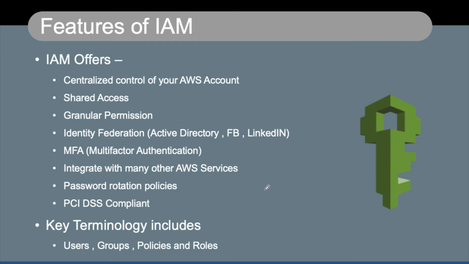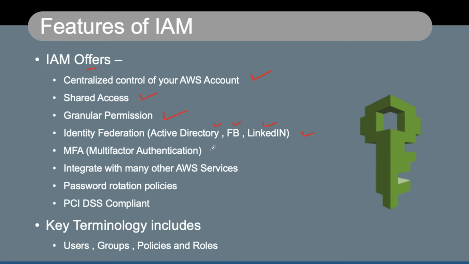Now, what are the various features of IAM? IAM offers centralized control of your AWS account. So we have a single AWS account, but we will have various users and permissions so that they can do limited things with our AWS account. Shared access: the access to the resources is shared between a number of users. Granular permissions: the permissions can be fine-grained so that users can do what they're supposed to do by using their username and passwords. Identity federation: you can use Active Directory, Facebook, LinkedIn, and you can use identity federation by using some of these tools.